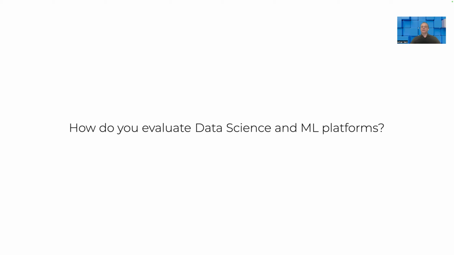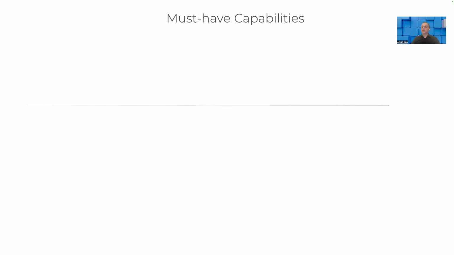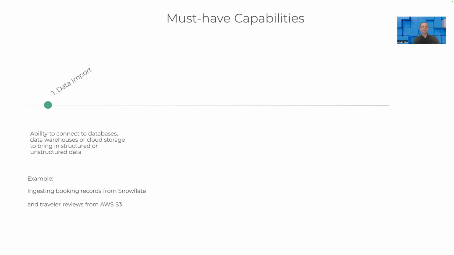So how do you evaluate data science and ML platforms? And here we go again to Gartner. So Gartner defines 3 main things. So must-have capabilities for data science and machine learning platforms, standard capabilities, and then optional capabilities. There are 3 must-have capabilities that Gartner defines. So the first one is data import. This is the ability to connect to databases, data warehouses, or cloud storage to bring in structured or unstructured data. An example here would be ingesting booking records from Snowflake and traveler reviews from Amazon S3.